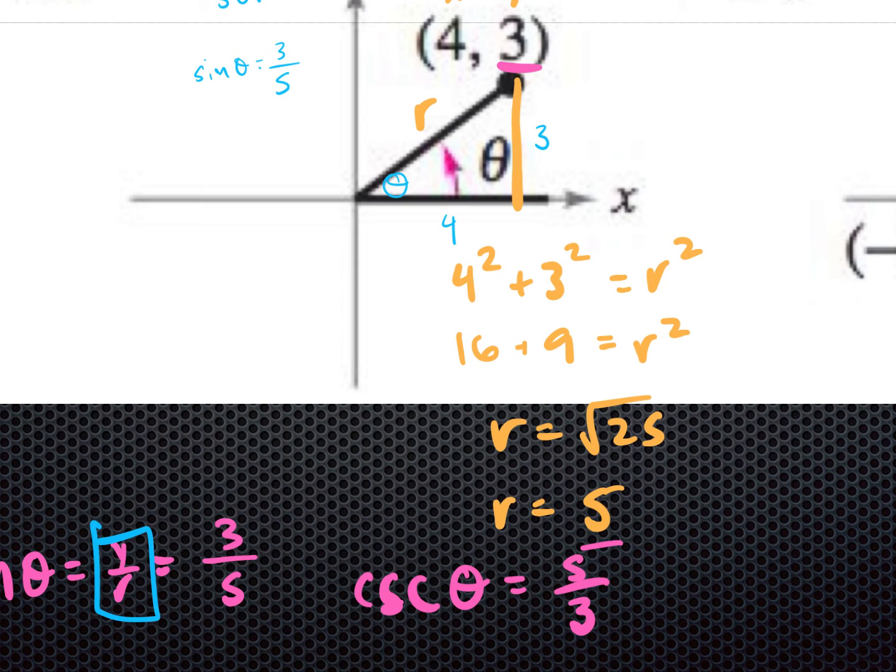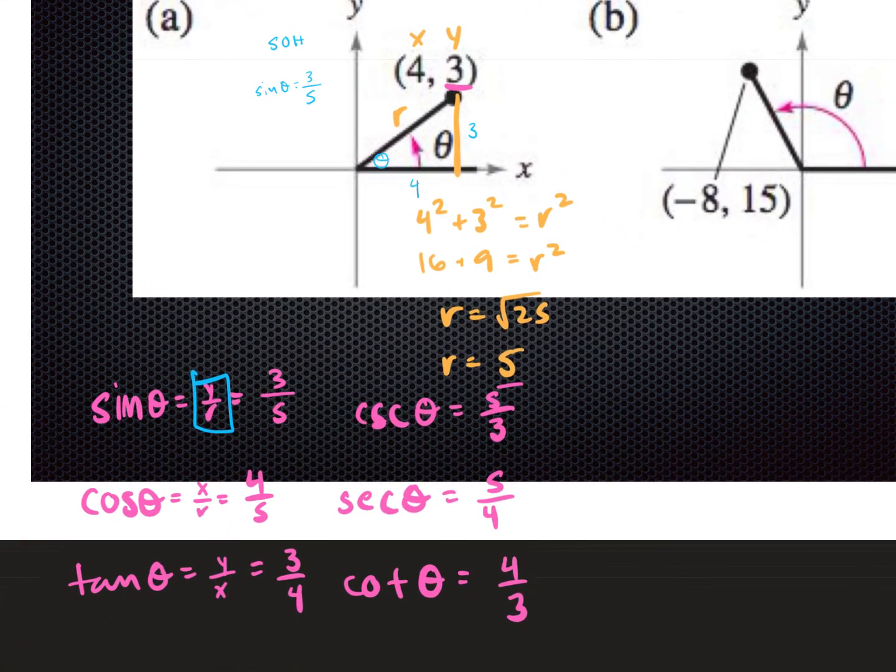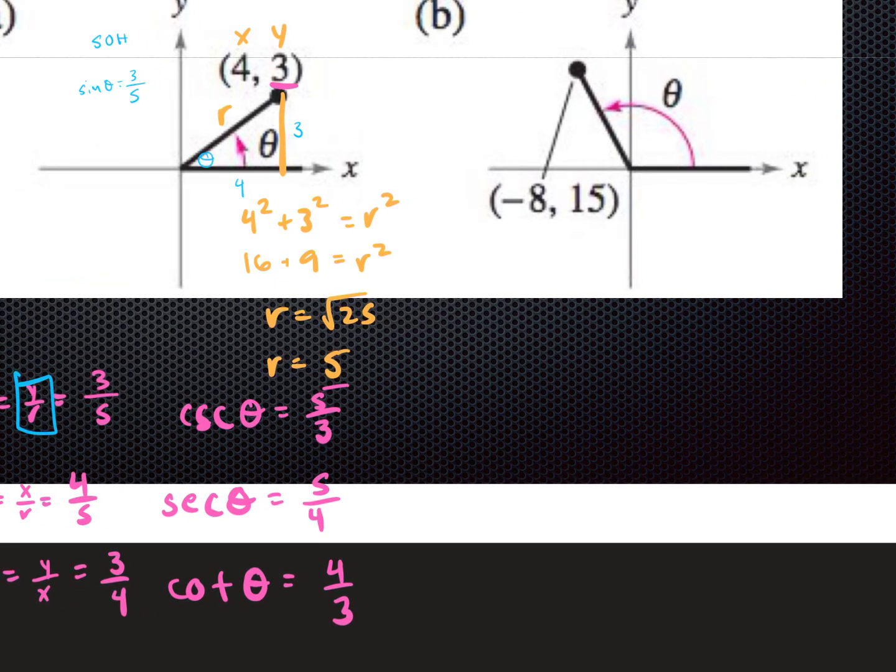So that's just another way of doing it in case you ever forget that sine was y over r, cosine is x over r. You can just make your right triangle and use SOHCAHTOA.